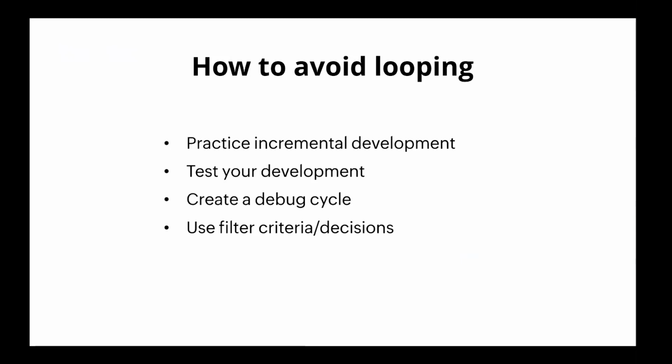Create a debug cycle. Each use case is different. Each use case requirements are different. So we advise you to create a debug cycle and try following it in case you hit looping. The last is use filter criteria, that is in trigger, or decisions and fetch in actions. These help you eliminate looping to a very strong extent, because you're only going to execute certain steps based on conditions that are fulfilled.